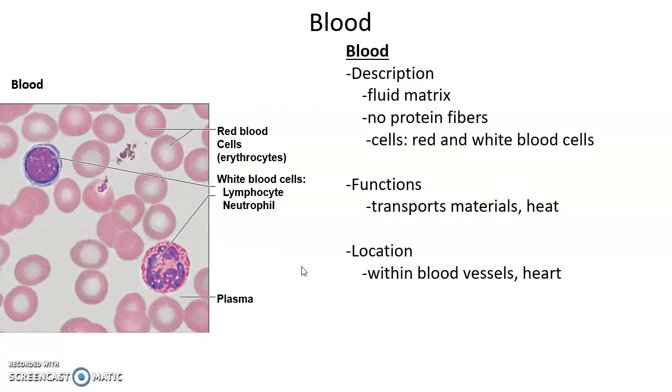And then finally, the blood tissue. Blood tissue is a liquid tissue, a fluid. It has no protein fibers and has lots of kinds of blood cells: red blood cells, the main kind, also white blood cells, platelets. And blood's job is to transport materials, to move nutrients throughout the body, to move waste, to move heat, move oxygen and carbon dioxide. And blood is found within blood vessels and within the chambers of the heart.